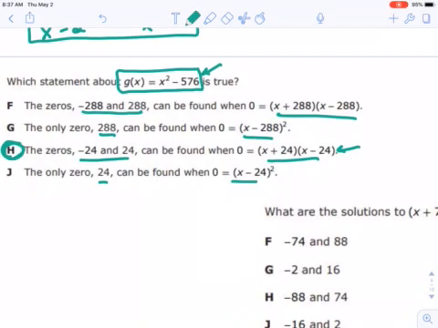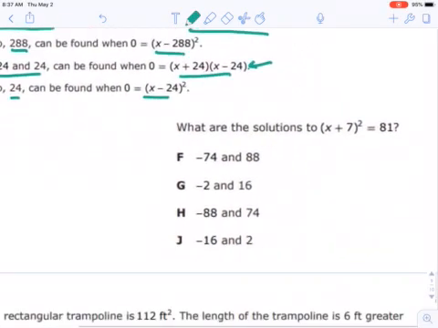But you could also, again, just graph it in your calculator and see that the 2 roots are at negative 24 and positive 24. Here's another one. What are the solutions to x plus 7 squared is equal to 81? Again, they're clearly wanting you to solve this with square roots, and you can. You can go through the process.